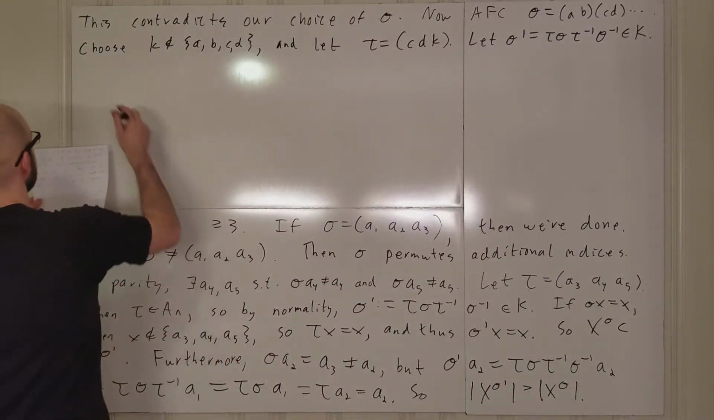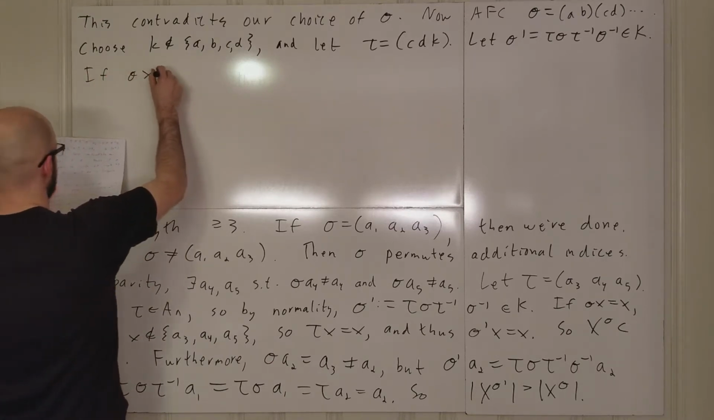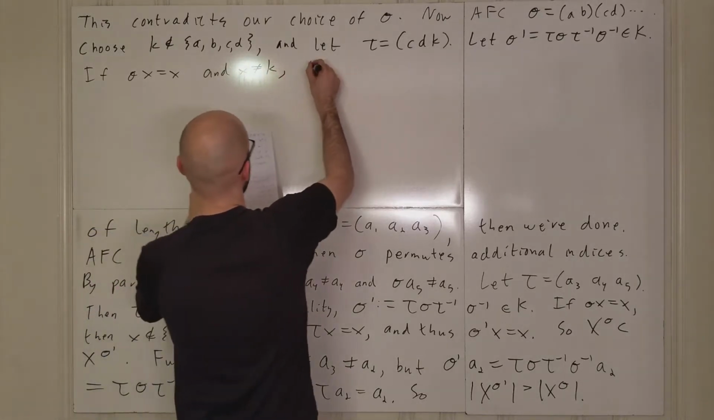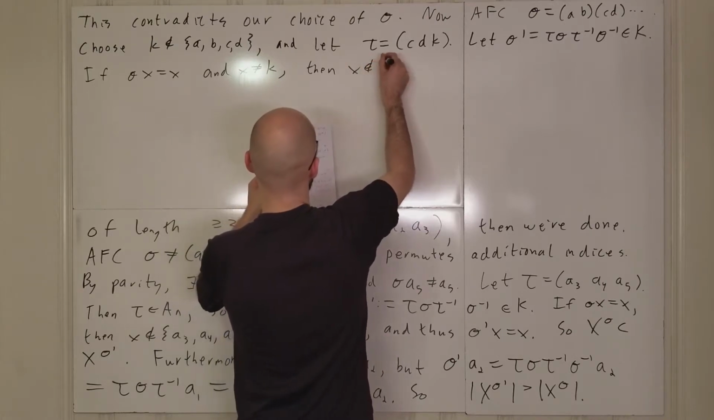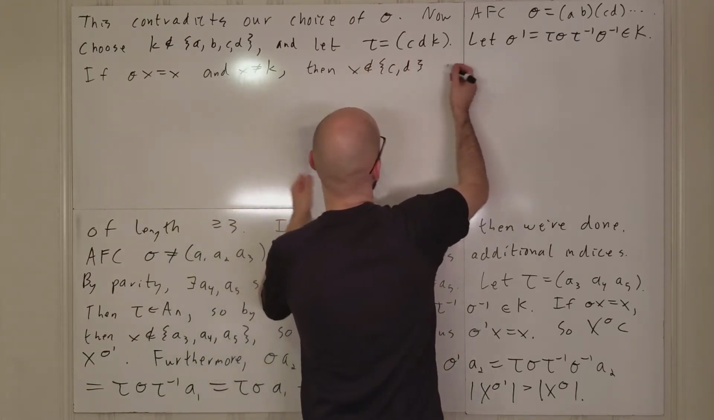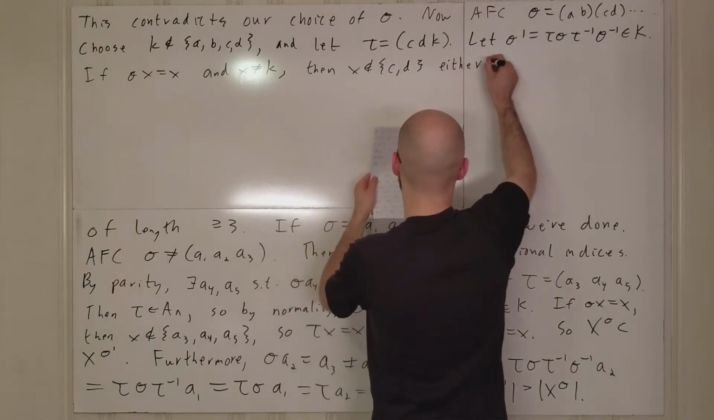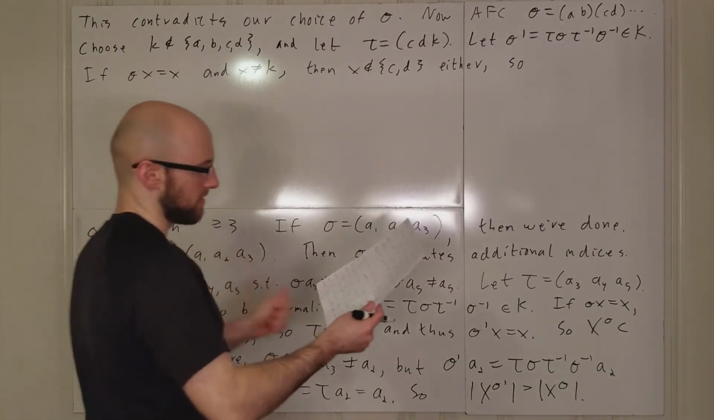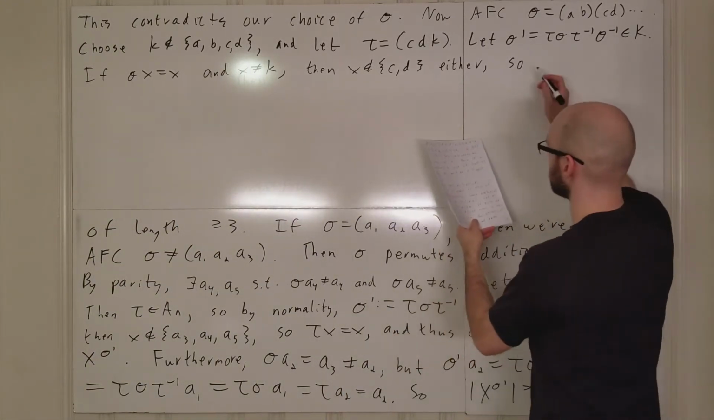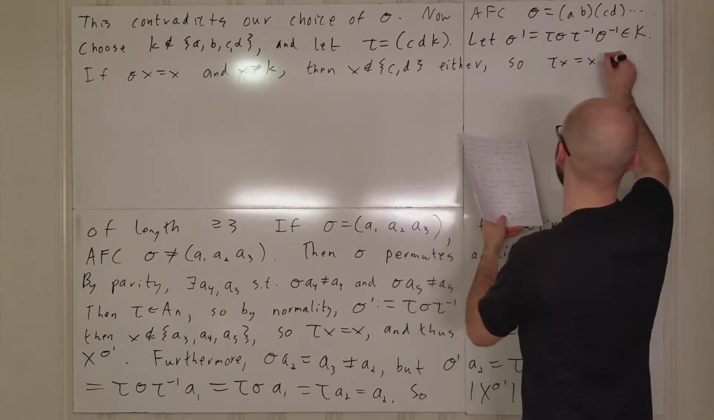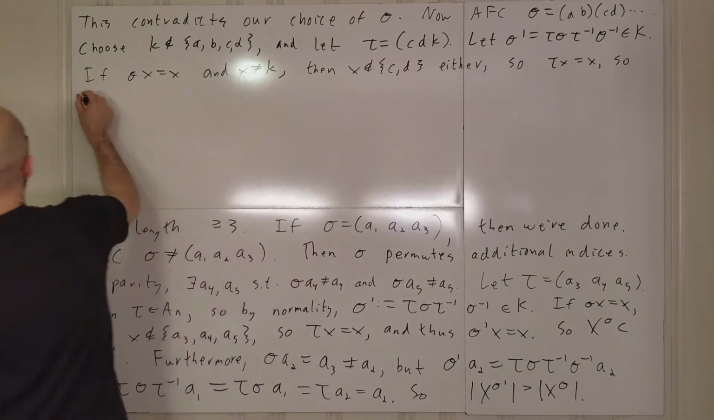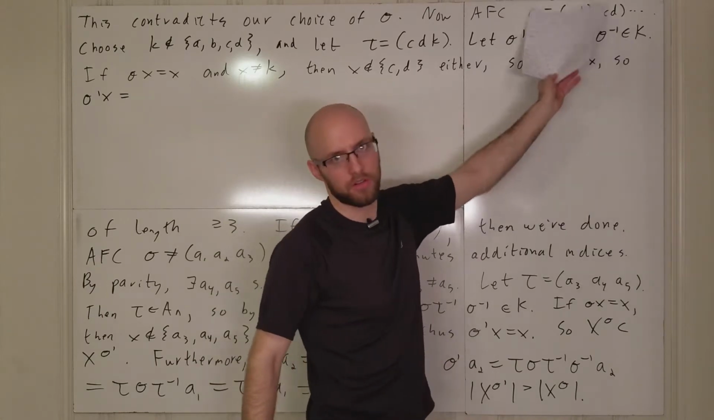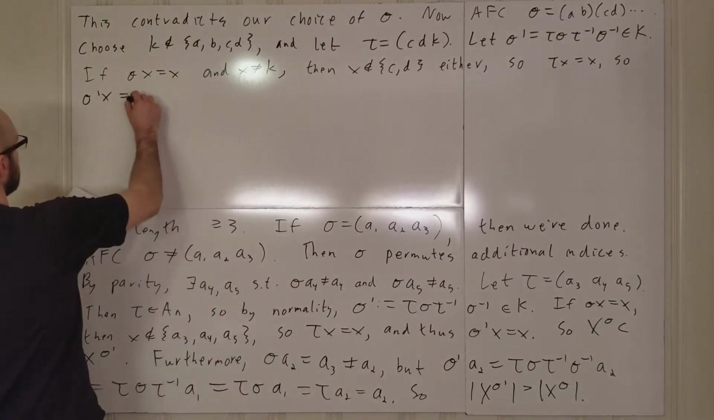So that's in K. So if sigma x equals x and x is not equal to k, we have to specify that, then certainly x is not going to be equal to C or D either. And so if it's not equal to k or C or D, then tau fixes it, and so tau x equals x. And so sigma prime x is just, you let a whole bunch of things act on x, but all of those things fix x. And so this is just x.